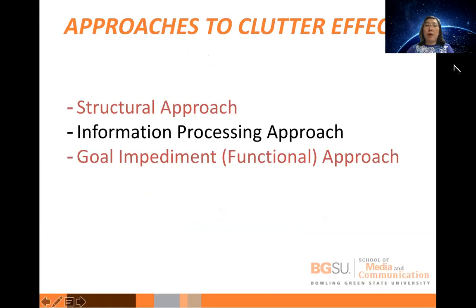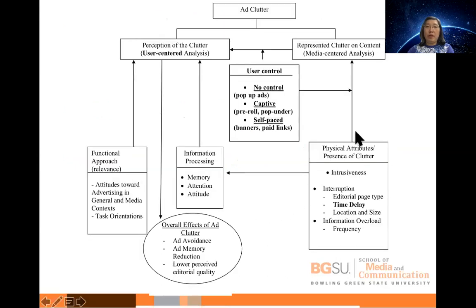There are different approaches to advertising clutter effects. There are three approaches. One is a structural approach, which I will explain: how structurally the advertiser can increase or decrease the clutter level. The information processing approach is how we process advertisements as information. And the third approach is the goal impediment functional approach. So this diagram is showing the different ways that advertising clutter is being processed.